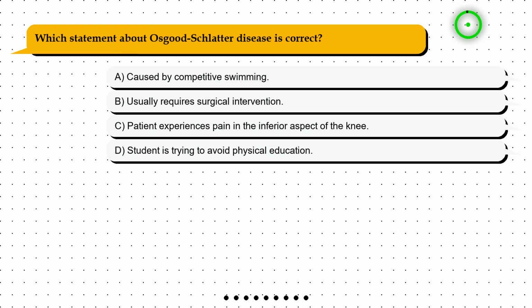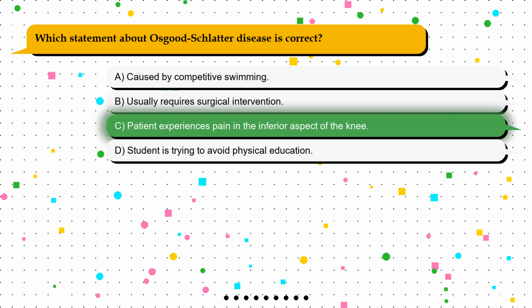Question 2. Which statement about Osgood-Schlatter disease is correct? Option A. Caused by competitive swimming. Option B. Usually requires surgical intervention. Option C. Patient experiences pain in the inferior aspect of the knee. Option D. Student is trying to avoid physical education.